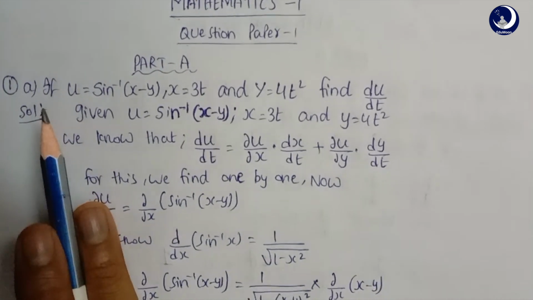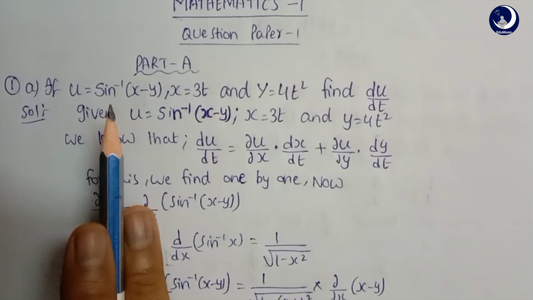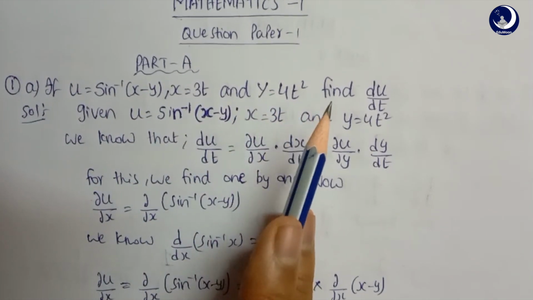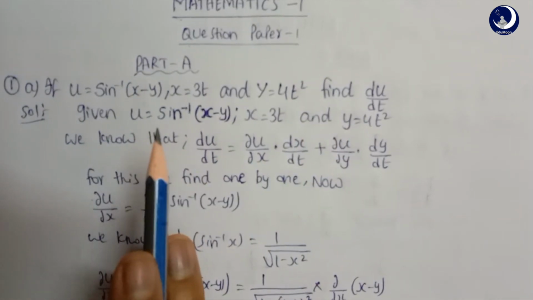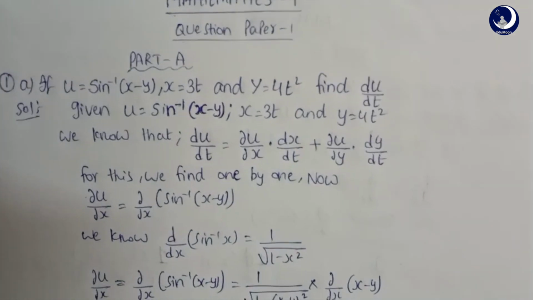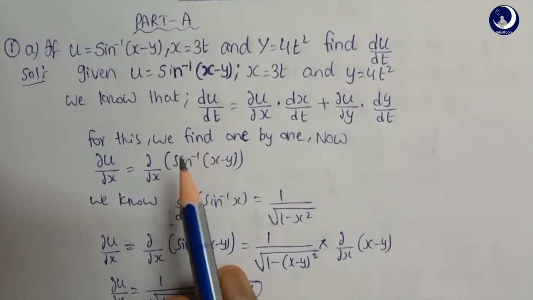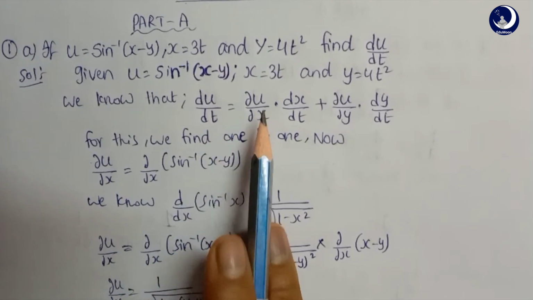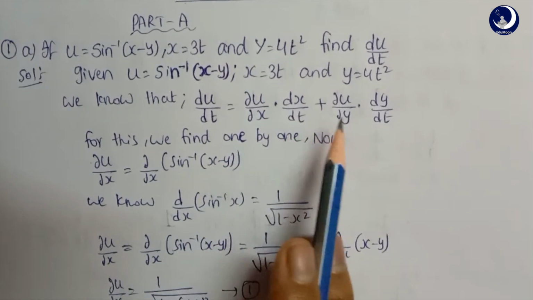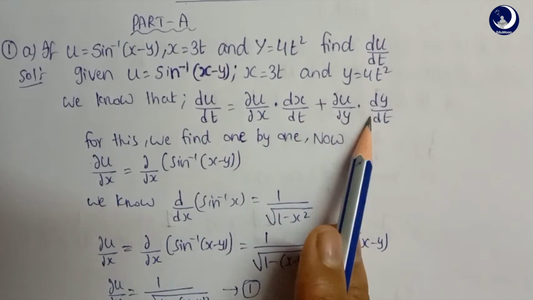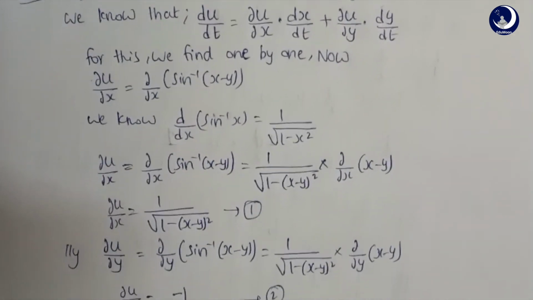In the first question A, if u equal to sin inverse of (x minus y), x equal to 3t and y equal to 4t square, find du by dt. Given these, we have to find du by dt. We know that du by dt means dou u by dou x into dx by dt plus dou u by dou y into dy by dt. We have to find these values one by one.